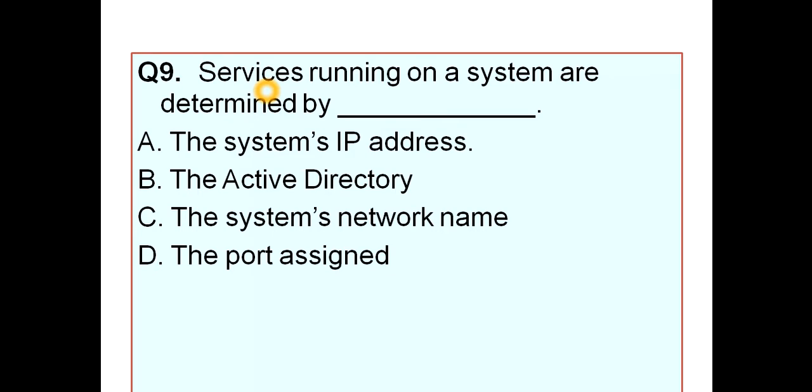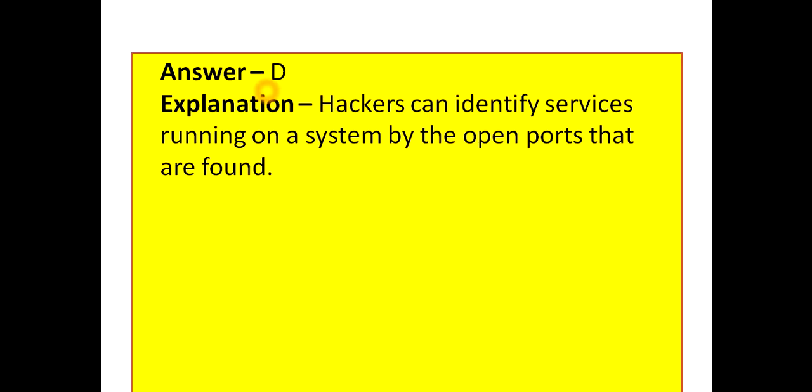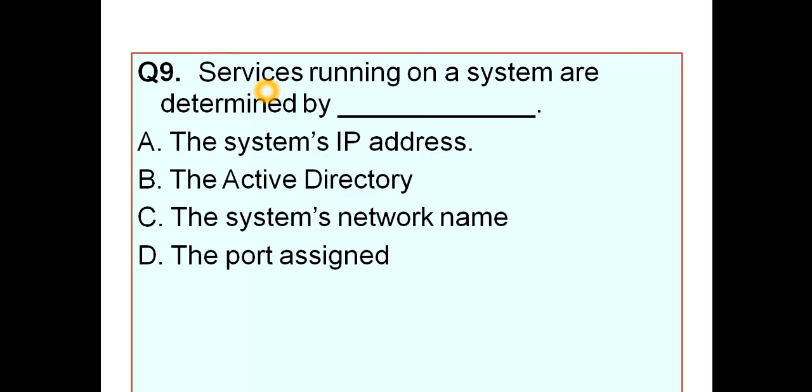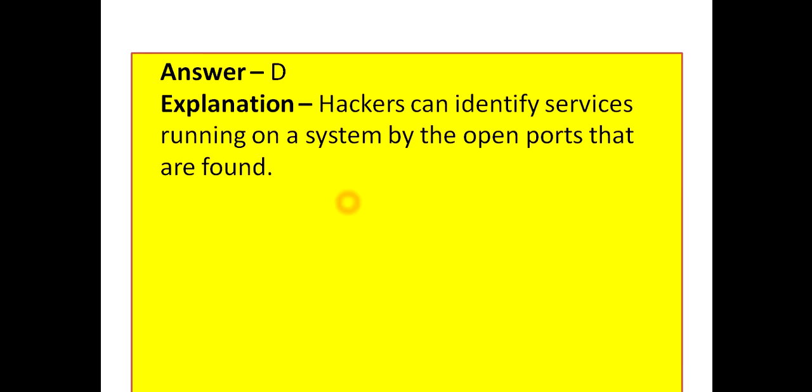The answer to the question is option D, that is, the port assigned. The services running on a system can be determined by the port assigned to it. So hackers can identify services running on a system by the open ports that are found.